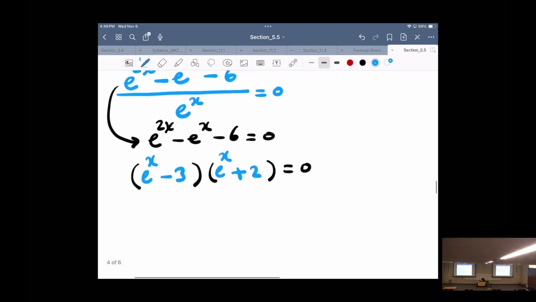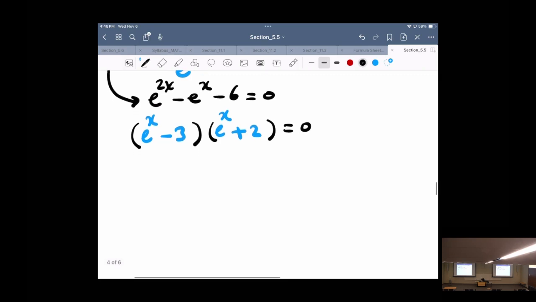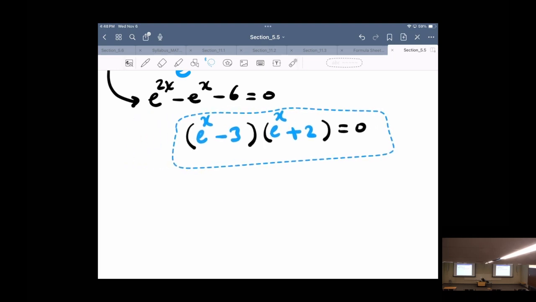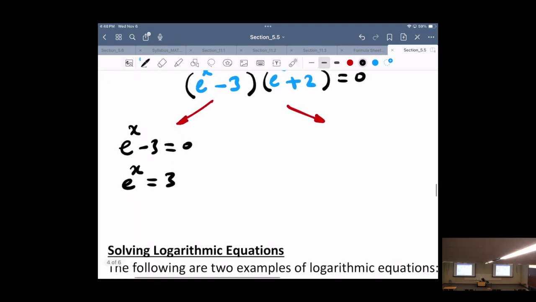Okay? Now that we have the correct factorization, let's solve for x from each factor. I'm going to move this a little bit so it's at the center of the page. Now we say, okay, from this factor, and then we'll do the same thing for that one, we have e to the x minus 3 equals 0, then e to the x can be equal to 3, right? And then how do we solve for x?